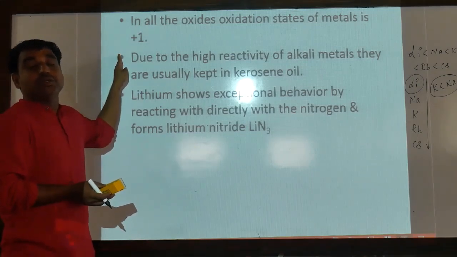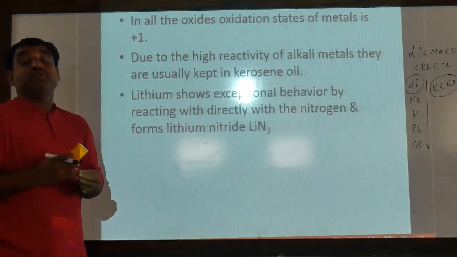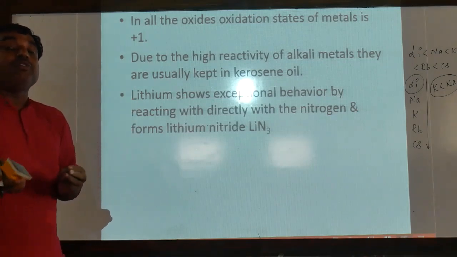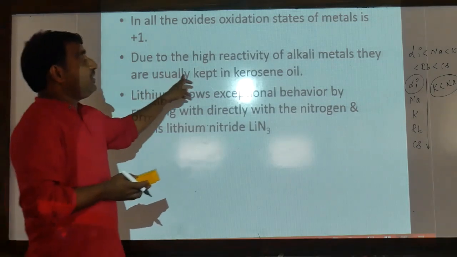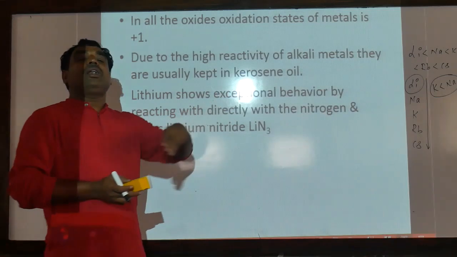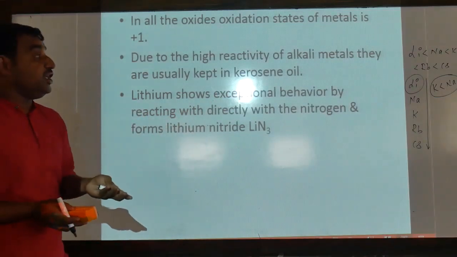Since the reactive nature is high, when exposed to air or oxygen, they will easily react with it. Hence, because of that reason, they are kept in kerosene oil, or in benzene, or you can take ether also.